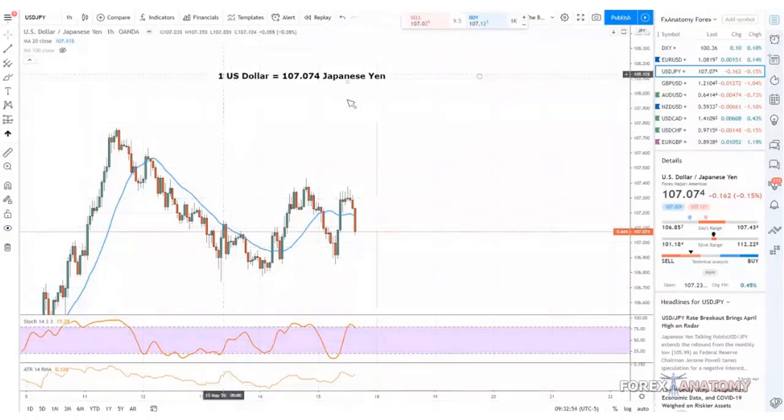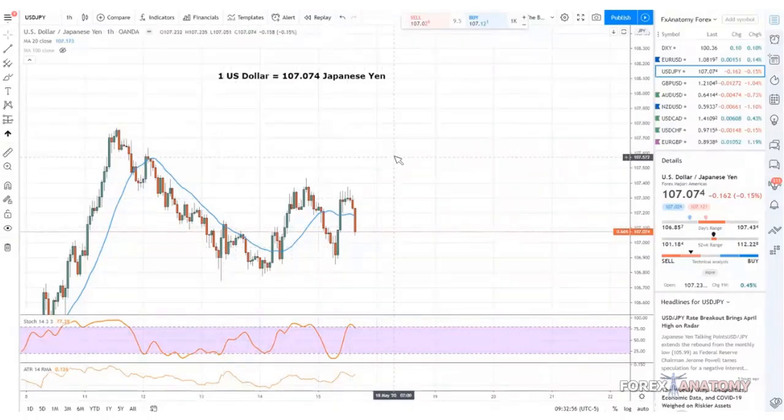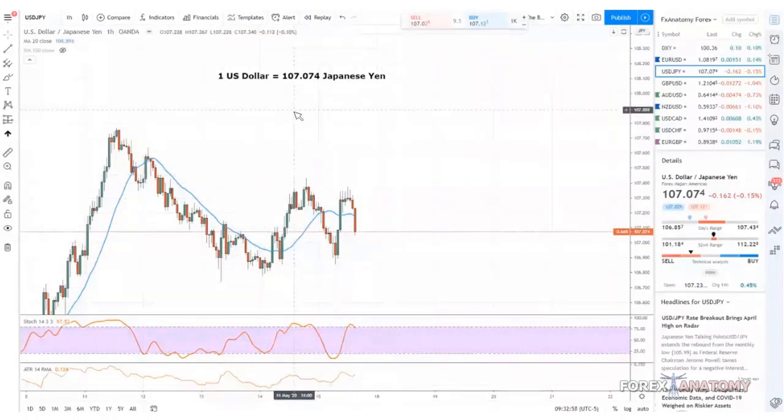So based on that, which one is the stronger currency? Okay, which one do you think is stronger: the US dollar or the Japanese yen?